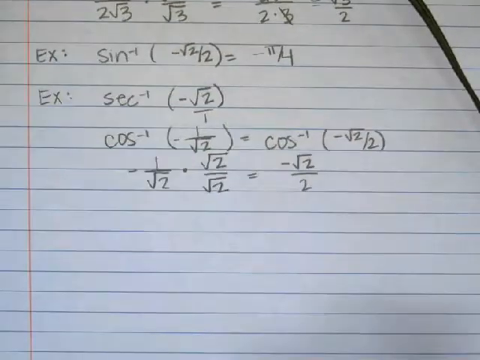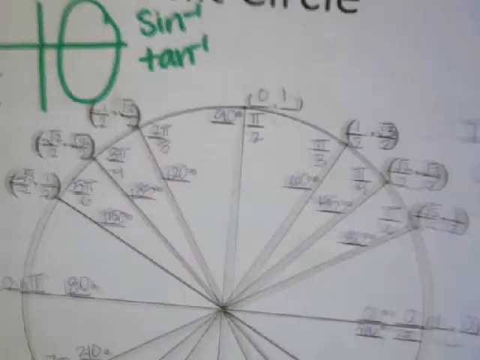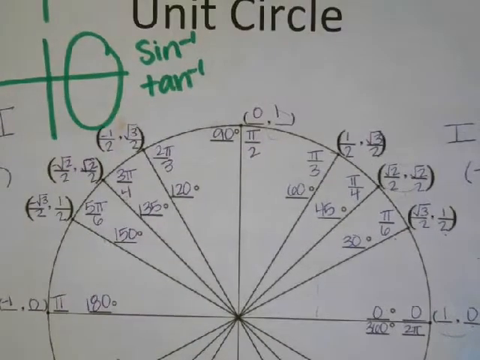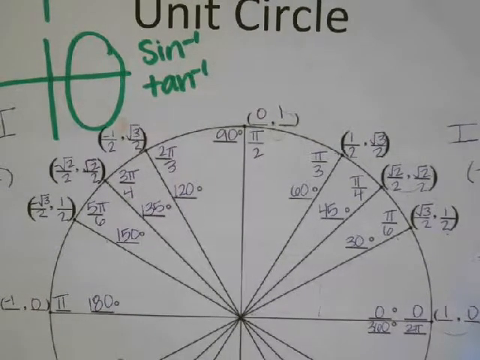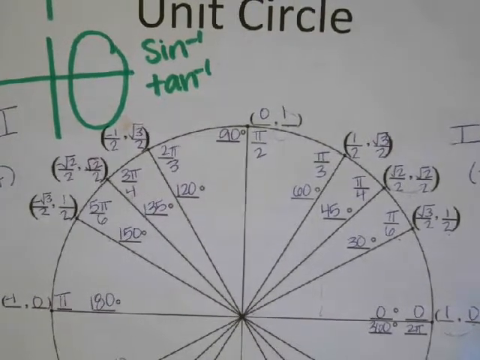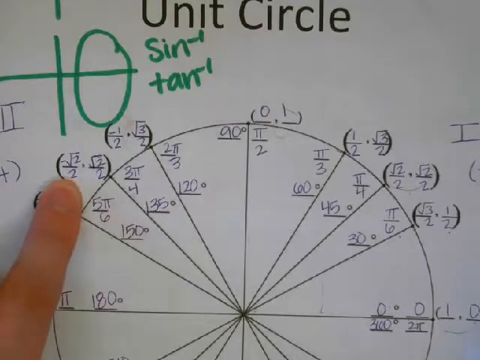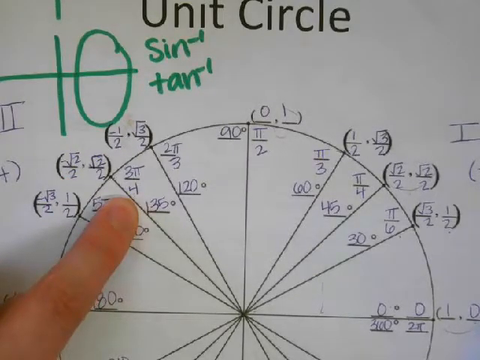And if I take that, I'm going to look at my unit circle. And since I have cos inverse, that means I'm looking at quadrant 1 or 2. And I'm looking for where the x-coordinate is negative root 2 over 2. And that is definitely in quadrant 2. And that is 3 pi fourths.